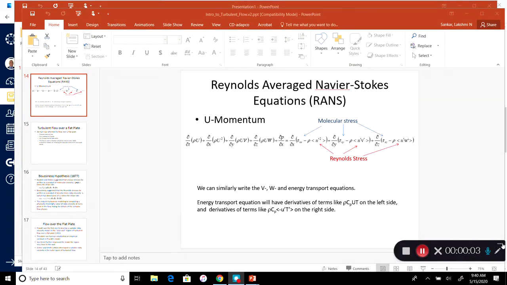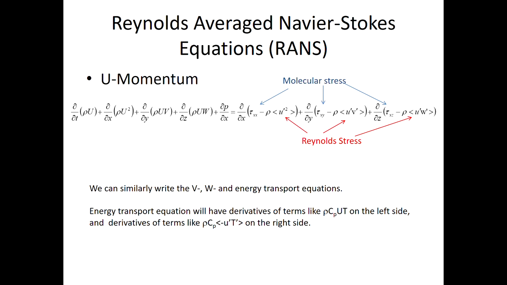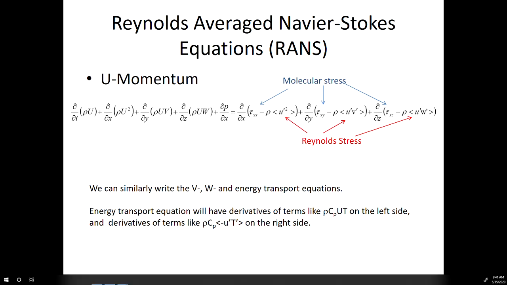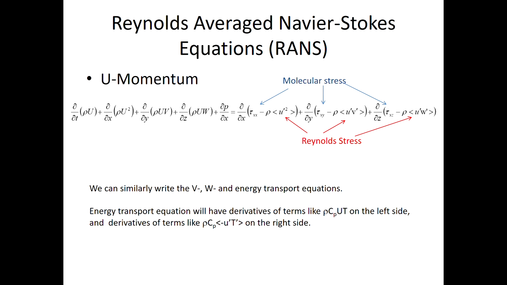We will continue with our discussion of turbulent flow. In the previous video, we stopped with this equation. This is the equation for the u momentum. On the left-hand side, we have rho u squared. This is the time average quantity. This is what we would measure as the mean flow velocity.